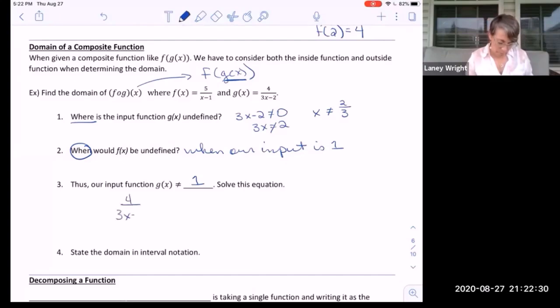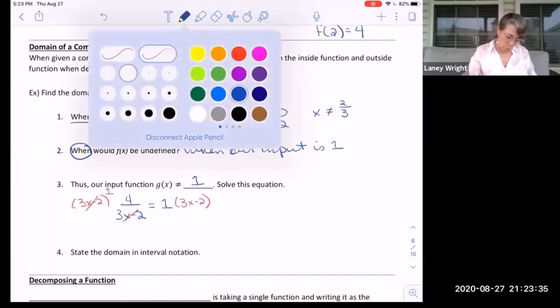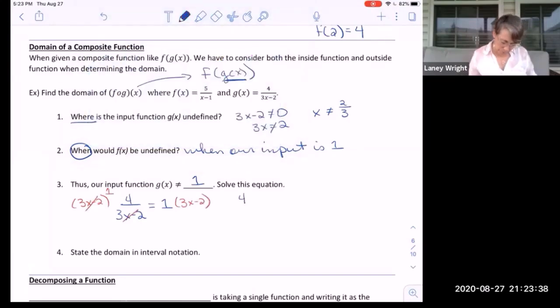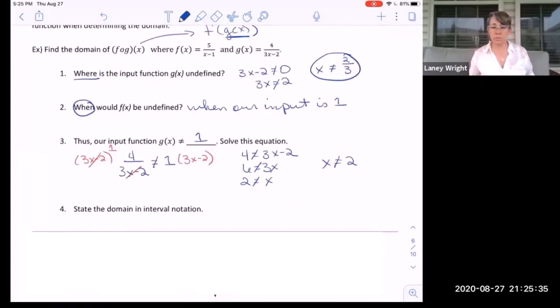4 over 3x minus 2. You want to find out when that equals 1. You can multiply both sides by that denominator. So those divide out to 1, and 1 times 4 gives us 4. We distribute the 1 on the right side, and we get 3x minus 2. Now we have a nice linear equation to solve. Add 2 to both sides, and then divide both sides by 3. So that means our x also cannot equal 2. Those are our two restrictions.